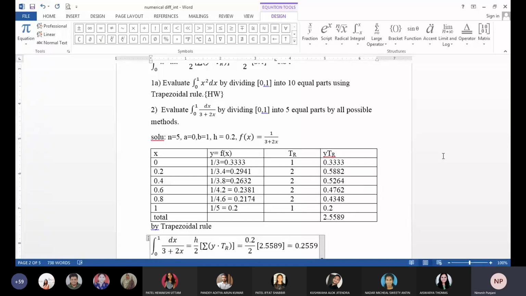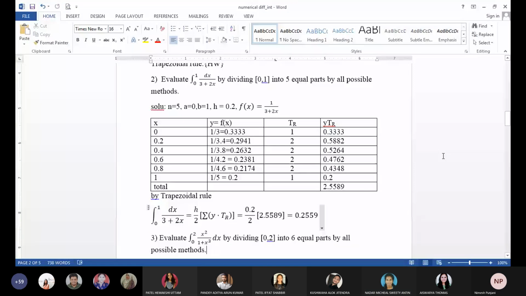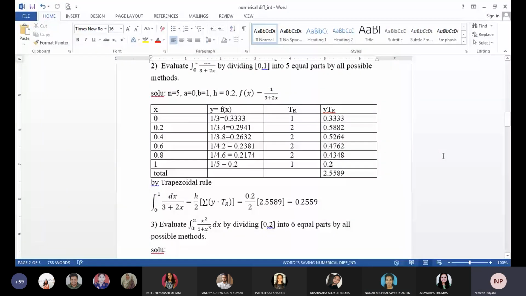So is this okay? Is the second sum clear? Yes, sir. Clear. Okay. So we go to the third sum. We have to evaluate the integration from 0 to 2 of x square upon 1 plus x cube by dividing the interval 0 to 2 into 6 equal parts by all possible methods.